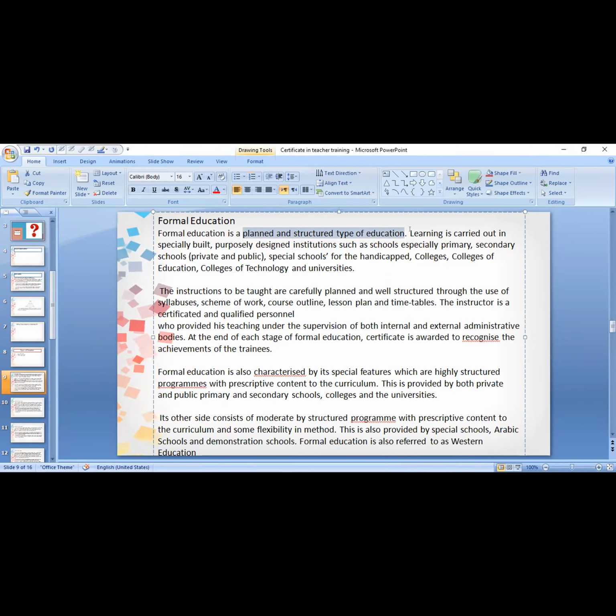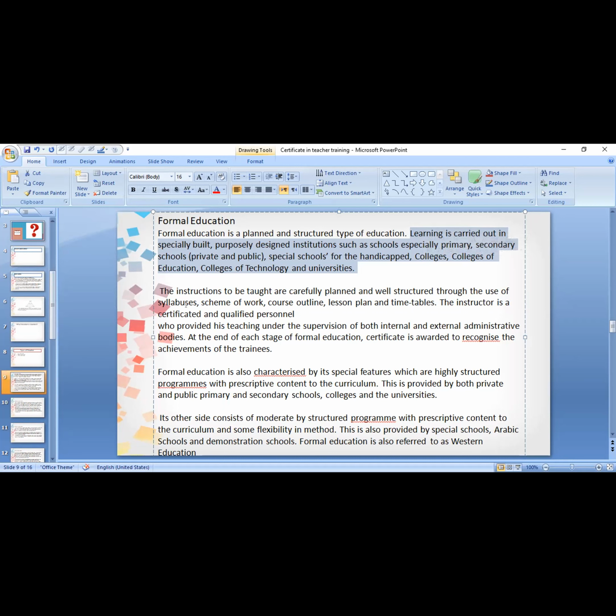Learning is carried out in specially built, purposely designed institutions such as schools, especially primary, secondary schools, private and public, special schools for handicapped, colleges, colleges of education, college of technology, and university. So it could be any institute, any organization that are providing structured and planned education. So let's take even schools. They are planned with curriculum. They are planned with different types of disciplines in a specific grade, and they hire teachers, skillful teachers to teach the students, right? So that situation is structured and planned.